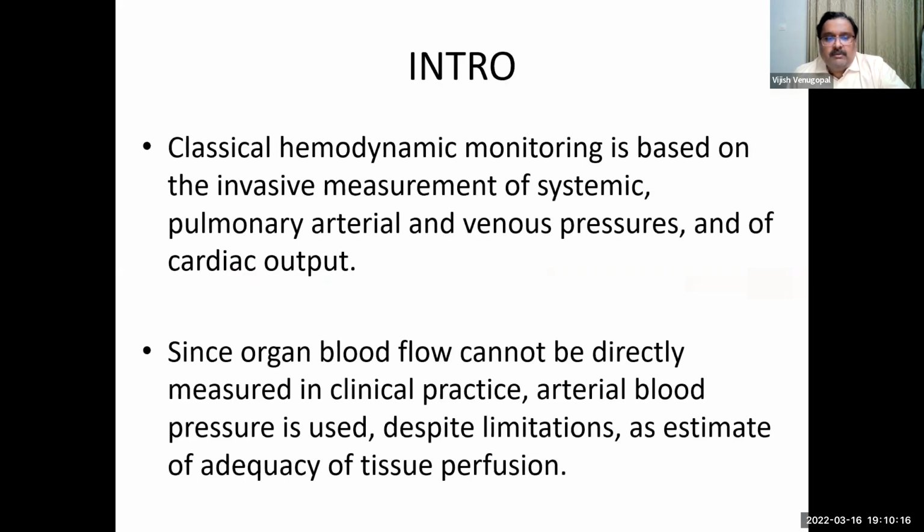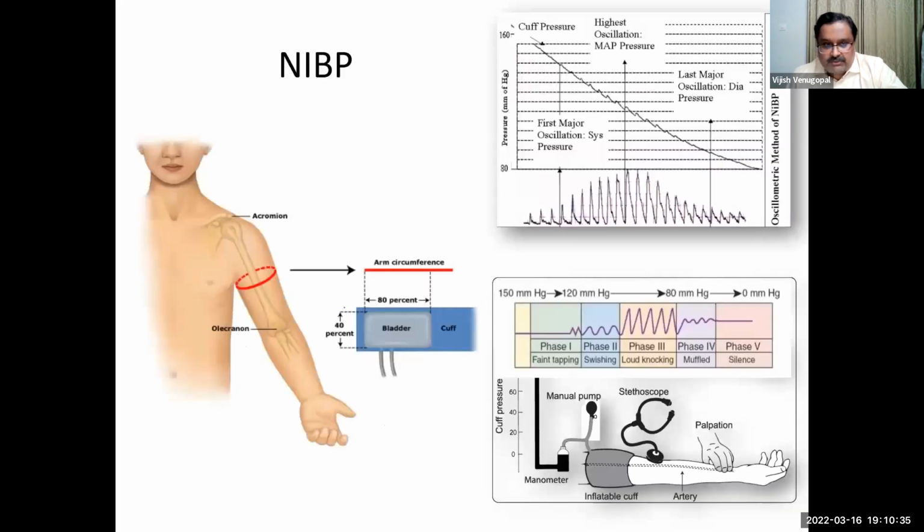So coming to the basic hemodynamic monitoring, the classical hemodynamic monitoring is based on invasive measurement of systemic, pulmonary arterial, and venous pressures and of cardiac output. Since organ blood flow cannot be directly measured in clinical practice, arterial blood pressure, despite its limitations, is used as an estimate for the adequacy of tissue perfusion. And how do we monitor that? We can monitor it non-invasively by using a BP cuff, either automated using the oscillometric method or by the palpatory method by listening to the Korotkoff sounds.